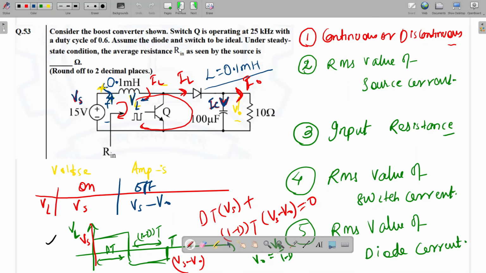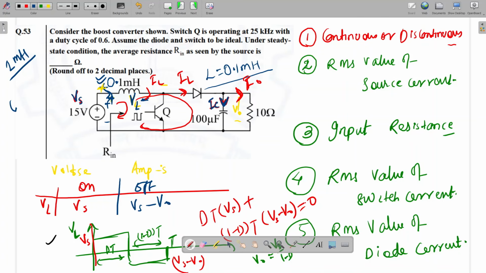Continue. Sir, what does it mean? Continuous or discontinuous? See here, the inductor value in the GATE question is given as 1 millihenry. Okay, I have changed that value to 0.1 millihenry.